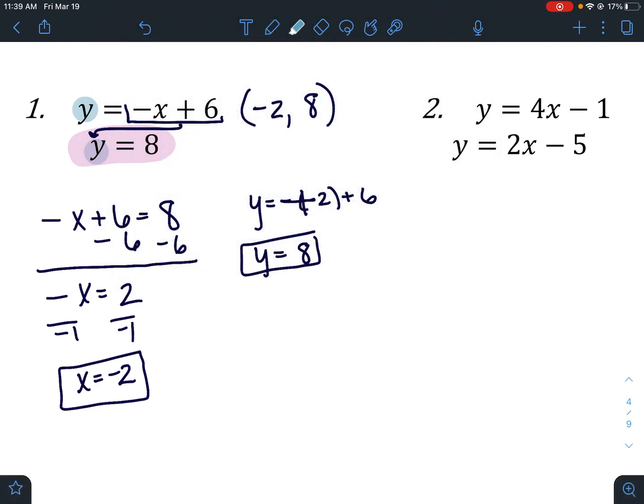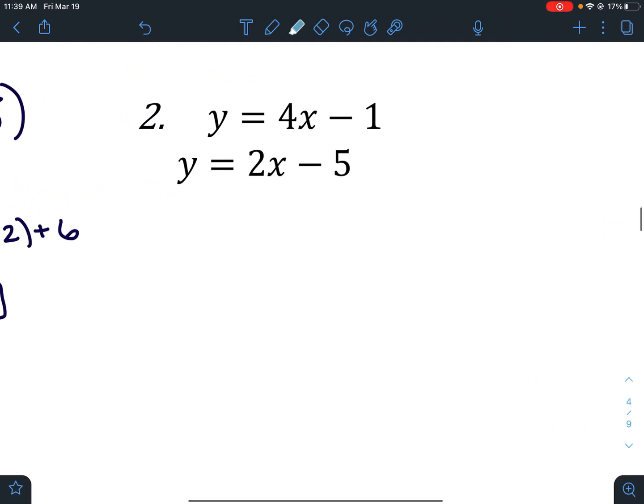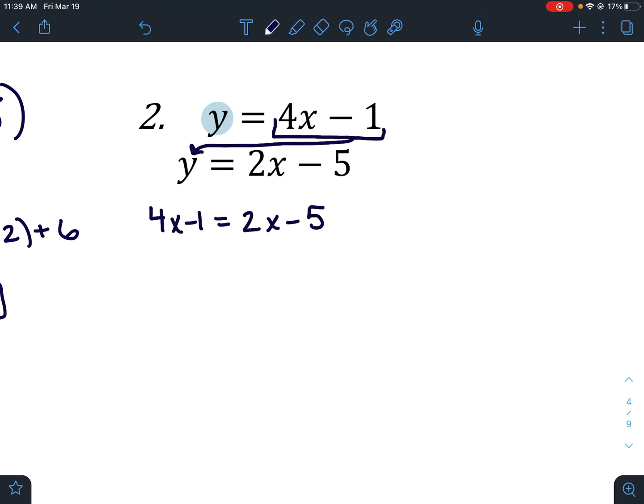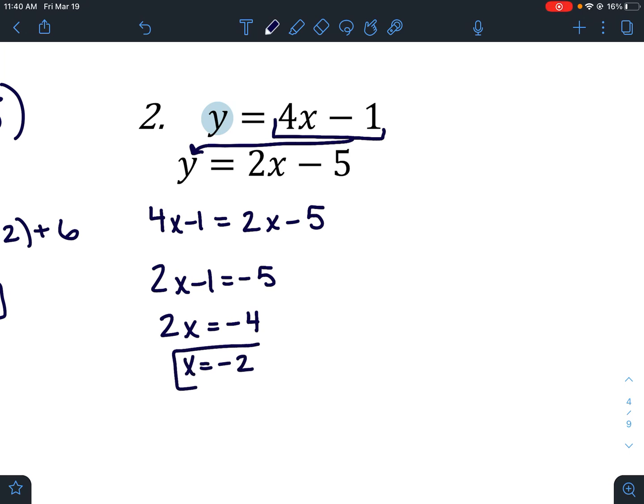All right, let's try the second one. Again, both are already solved, so I'm going to just plug in this top one, or substitute that in for y. So I'm going to get 4x minus 1 equals 2x minus 5. Here you're going to solve for a variable, so I'm going to minus 2x. So that gives me 2x minus 1 equals negative 5. Add 1 to both sides. So 2x equals negative 4. Divide both sides by 2. So x equals negative 2.